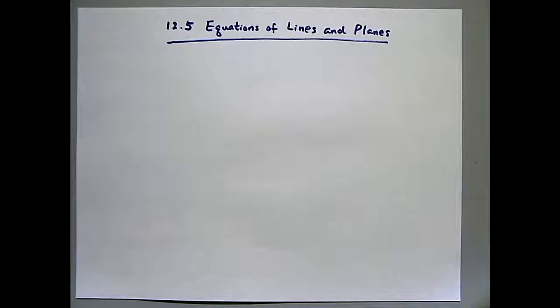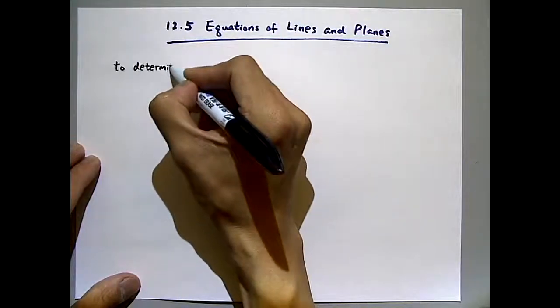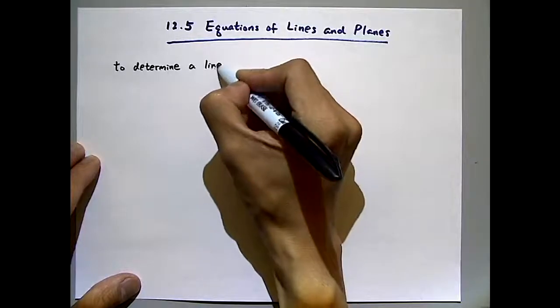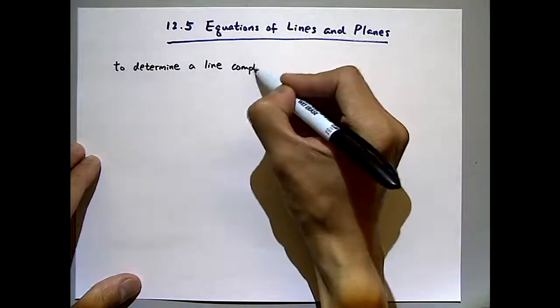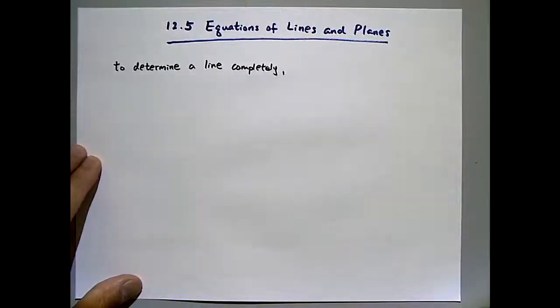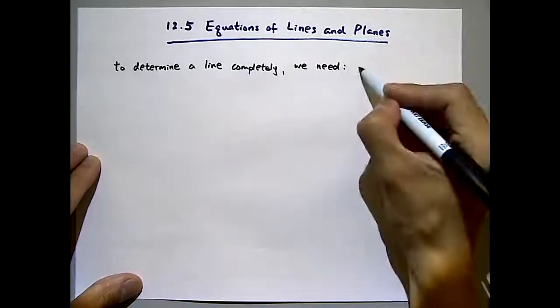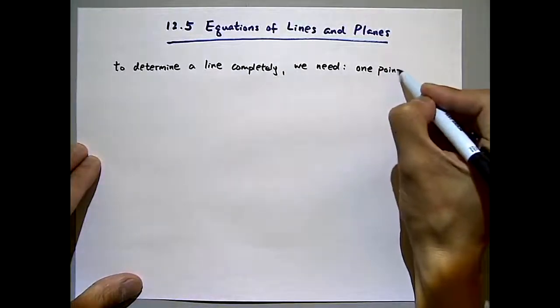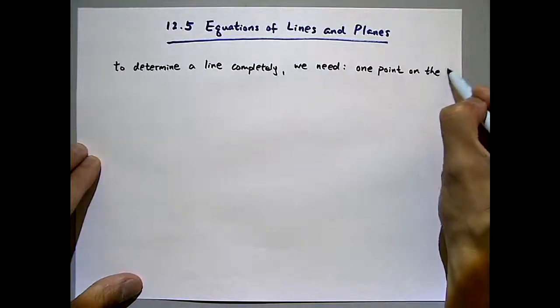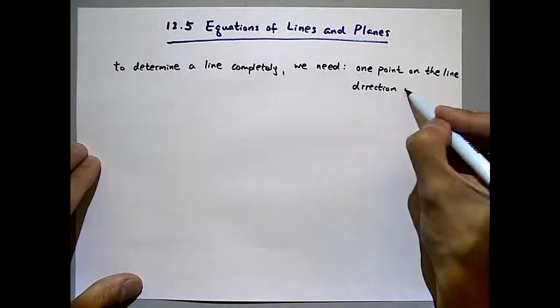Okay, so first of all, we're looking at lines here. A line is a very simple shape. To determine a line completely, we need only two things. We need to know one point on that line and in what direction this line is going. And the direction of the line.